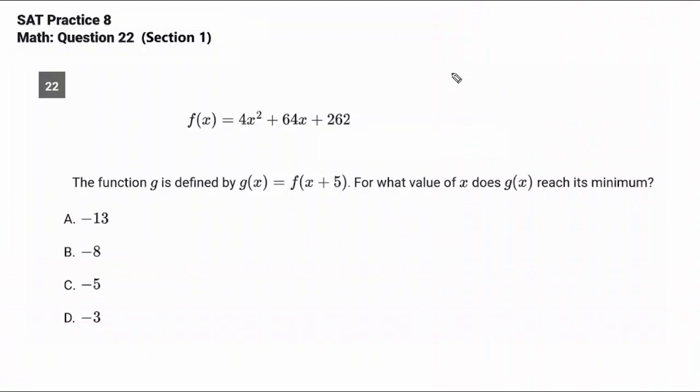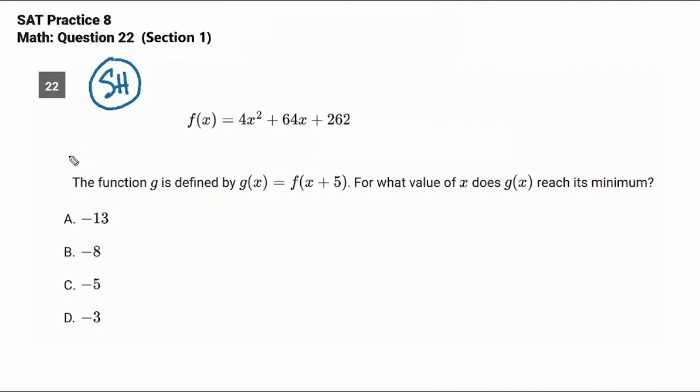We're on SAT Practice Test 8, Math Section 1, Question 22. What's the level of difficulty here? Stupid hard. Almost always the last question in Section 1 is stupid hard. You've got this function. It says the function g is defined by g of x equals f of x plus 5. For what value of x does g of x reach its minimum?